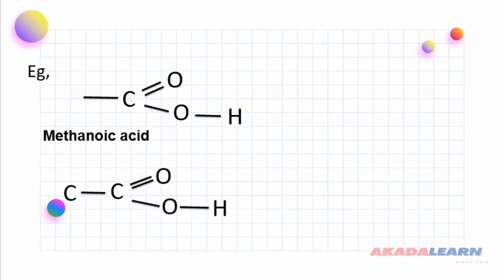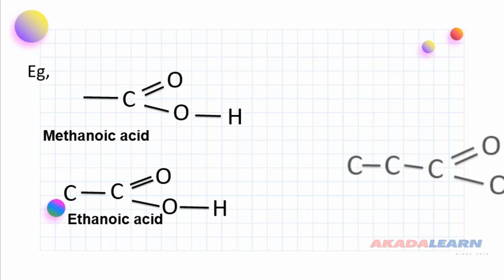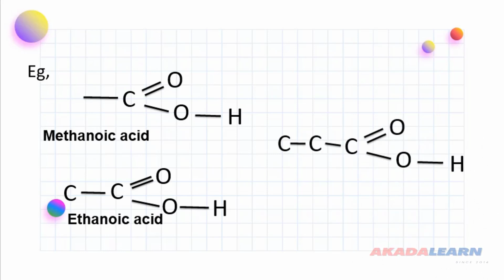You can see here we have two carbon atoms and the OOH. So this one, instead of ethane, will now be ethanoic acid. Likewise, we are having this that has three carbon chain with the OOH. So when we name it, we are going to call it propanoic acid.